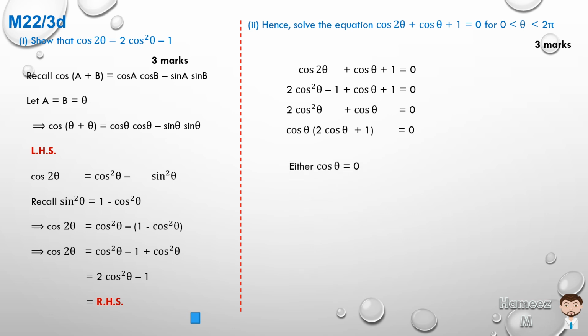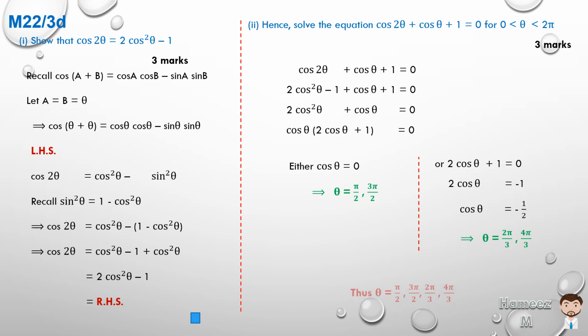So either cos theta is equal to 0, which means theta is equal to 90 degrees, pi on 2, or 3 pi on 2, or 2 cos theta plus 1 is equal to 0. So 2 cos theta is equal to minus 1, cos theta is equal to minus 1 over 2. So theta is equal to 2 pi on 3, or 4 pi on 3. As such, the solution for this equation for the range 0 to 2 pi is theta is equal to pi on 2, 3 pi on 2, 2 pi on 3, and 4 pi on 3.